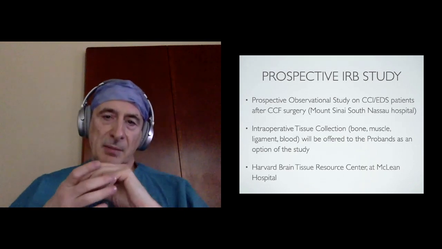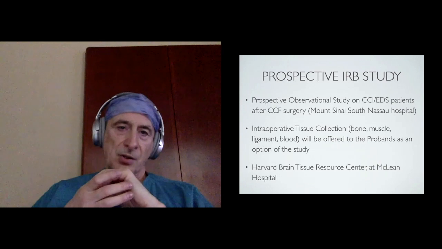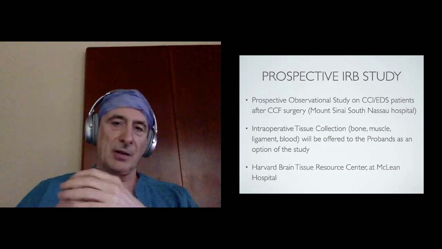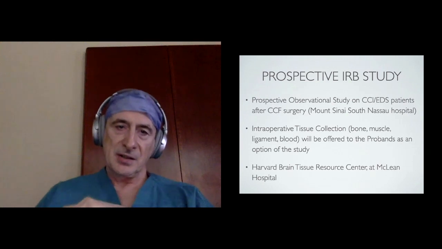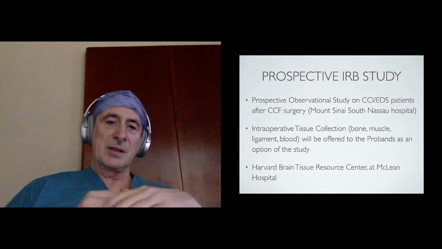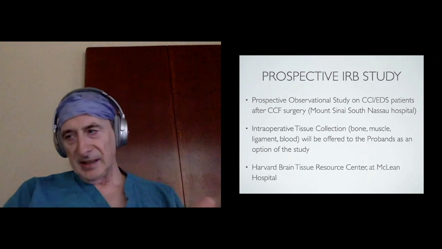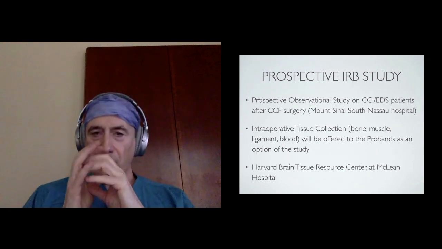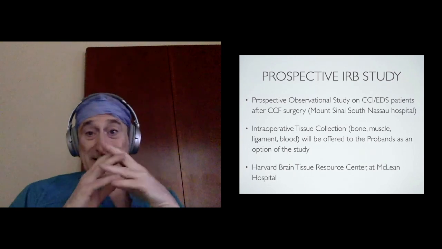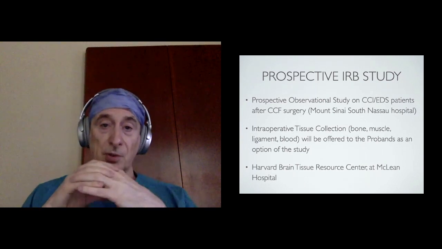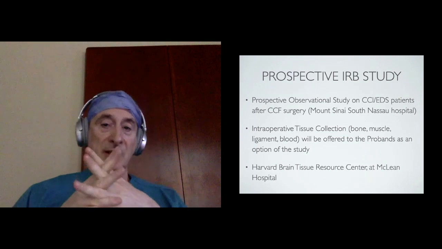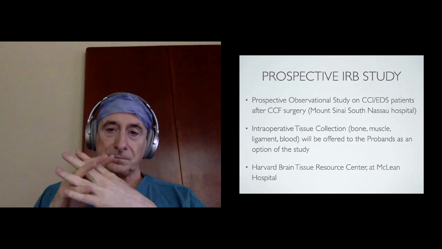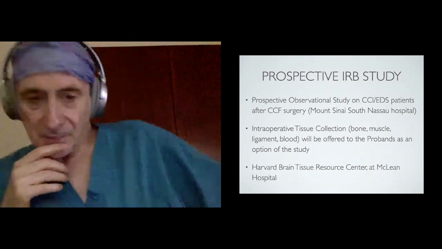Then the second IRB study, which is going to start in August, is going to be prospective. Prospective is sort of a higher level of scientific investigation. Instead of looking backwards, you set certain parameters and then you apply them to a certain population. So it's a more rigid study. As far as I know, there have been no prospective studies for the instability in the EDS population. And we're doing it at this current hospital.